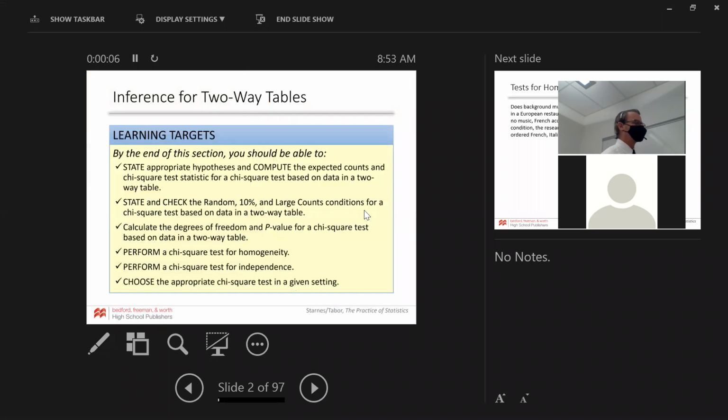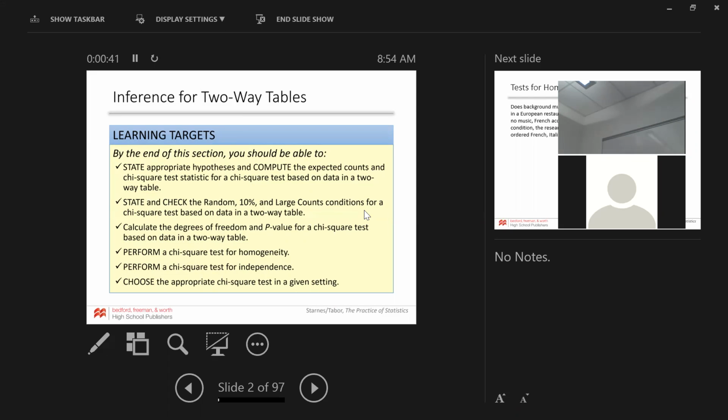And again, I think these slides are really helpful. Sometimes you go by them too fast. What do you have to do? Hypotheses, expected counts, two-way table. Well, we did two-way tables when we talked about independence in the fall. We're coming back to the same two-way tables. Check the conditions, degrees of freedom, p-value, test of homogeneity, test of independence. They're both done the same way.